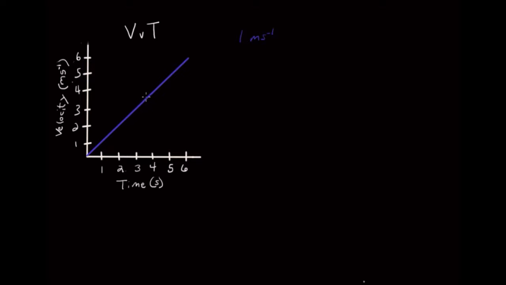Now we have a slope here. That means our velocity is changing. The rate of our velocity is changing, right? Every second we are going faster. At 1 second, we're going 1 meter per second. At 2, we're going 2 meters per second.